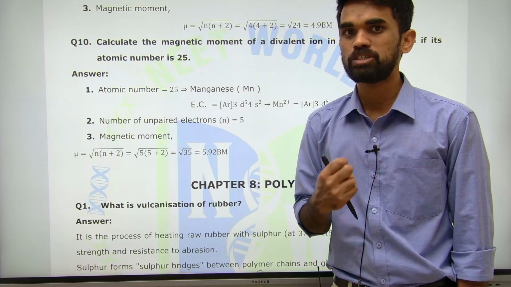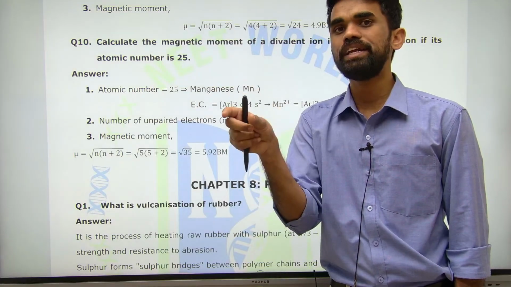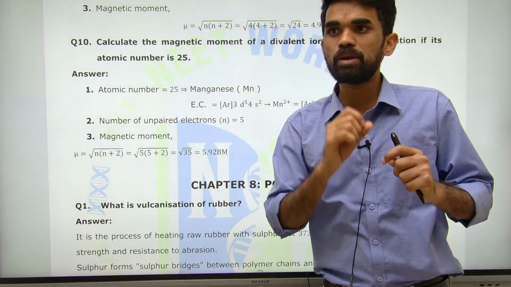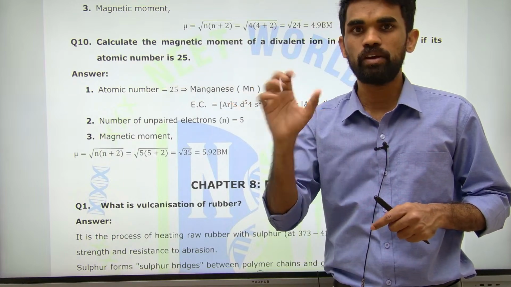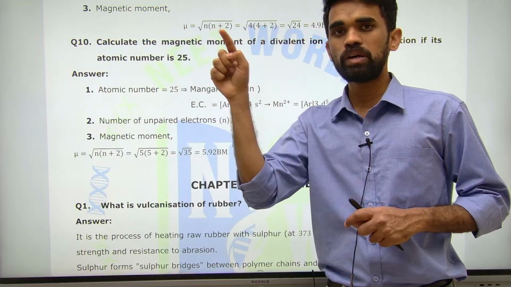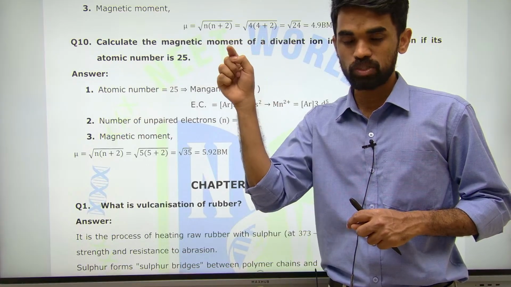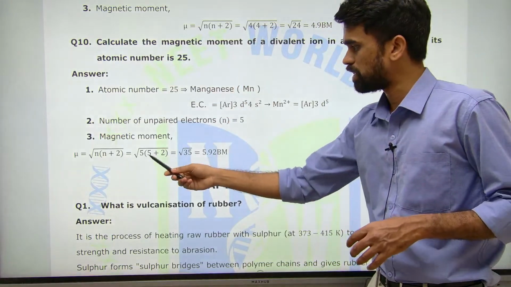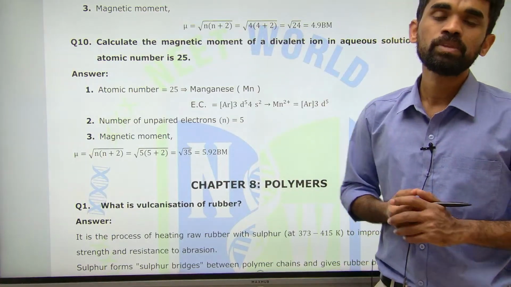If it is Mn2+, we have the 3d5 4s0 electronic configuration. So 3d5 means how many unpaired electrons are there? We have 5 d orbitals, and each d orbital contains 1 unpaired electron. So the total number of unpaired electrons is 5, and the N value is 5. Now mu is equal to root over N into N plus 2, that is root over 5 into 5 plus 2, so 5 into 7, that is 35. Root 35 is equal to 5.92 Bohr magnetons.